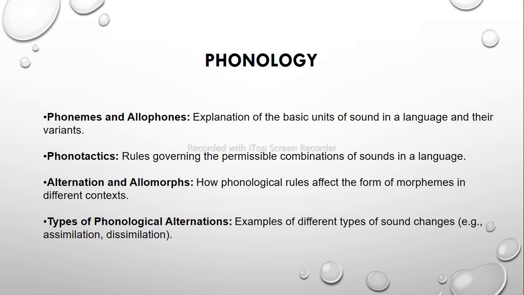3. Deletion. This is when a sound is omitted from a word. For example, the t in next is often not pronounced in casual speech. 4. Insertion, or epenthesis. This is when a sound is added to a word. For example, in English, a schwa is often inserted in the plural form of words like buses. 5. Metathesis. This is when sounds in a word switch places. For example, the word ask is sometimes pronounced as aks. Understanding these types of phonological alternations enhances our comprehension of how sounds change and interact within words and across languages.